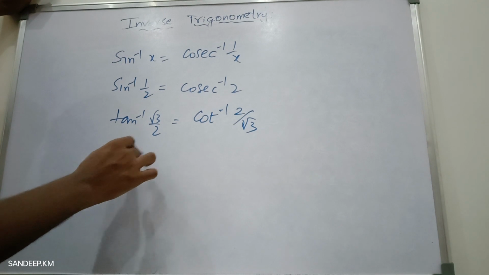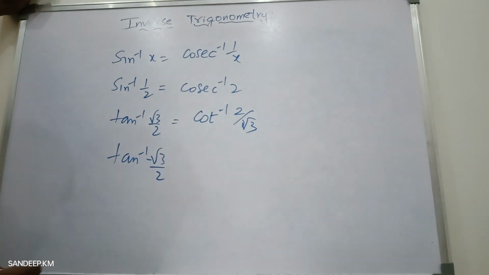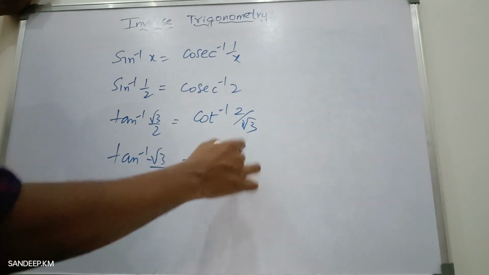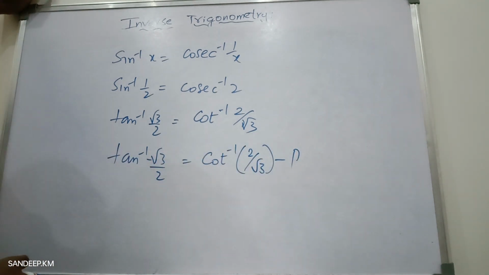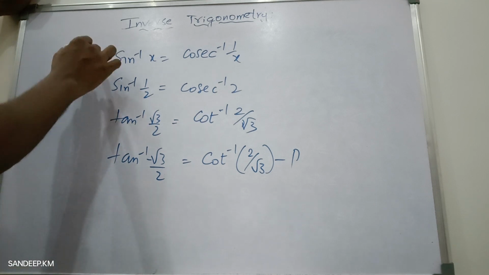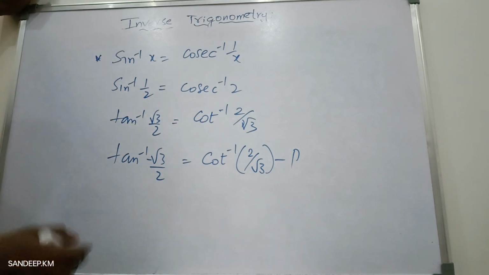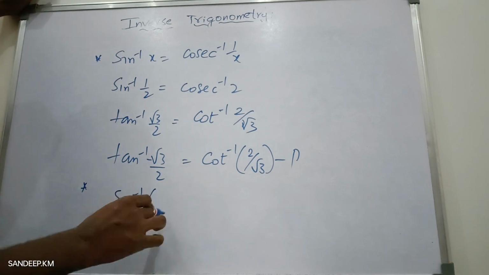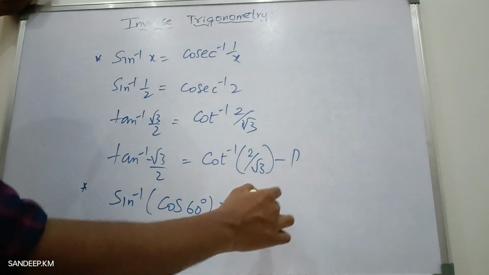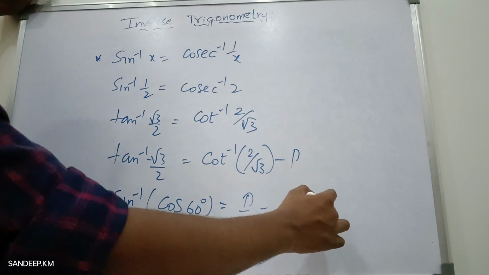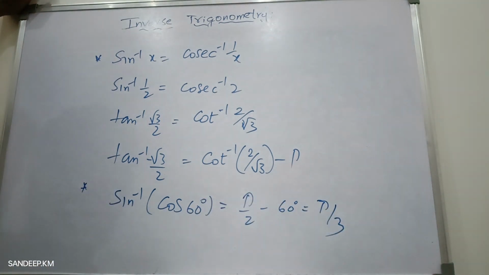And tan inverse of minus root 3 by 2, what is it? It is cot inverse of 2 by root 3 minus pi, according to the properties that we have discussed. So this is about theorem 3, basic application. Next, theorem 4. How do we basically apply it? You can use it directly. What is sin inverse of cos 60 degrees? 90 minus 60 is what? 30 degrees, which is pi by 3. Directly you can use it like this.